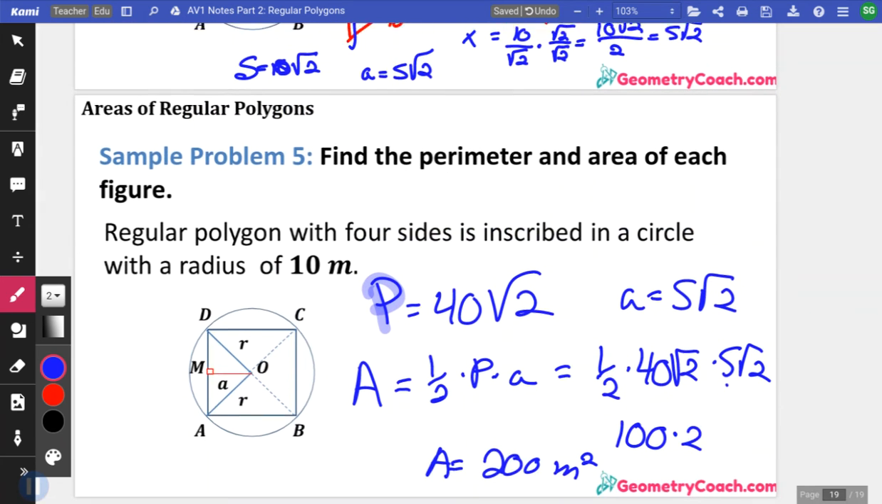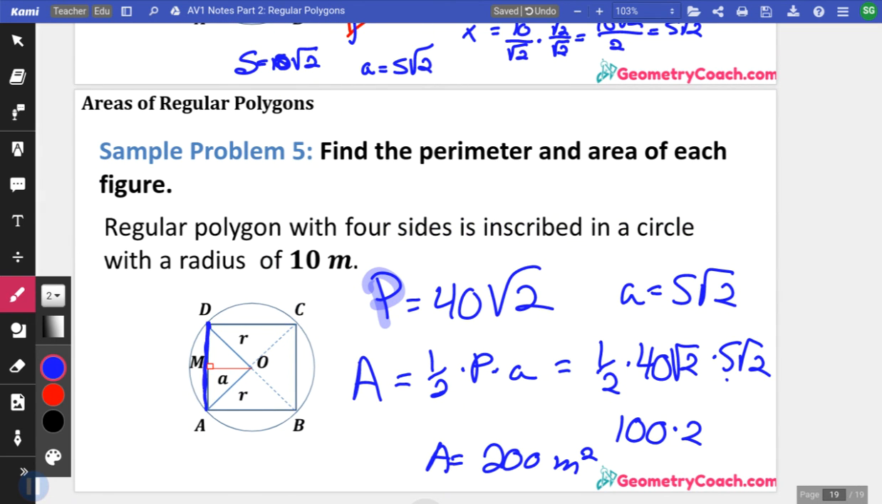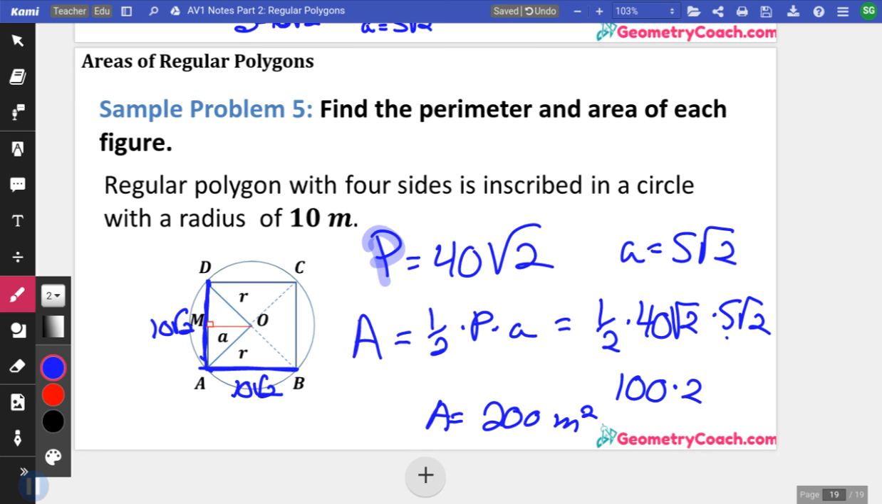Now, that was using that formula. But we know that the formula for the area of a rectangle or a square is base times height. And we figured out that the base was 10 root 2 and the height was 10 root 2. So if we use the old formula, base times height, do we get the same answer? It's 10 root 2 times 10 root 2. Well, 10 times 10 is 100. Root 2 times root 2 is 2. So we still get 200. So multiple area formulas work. It just depends on which information you have.